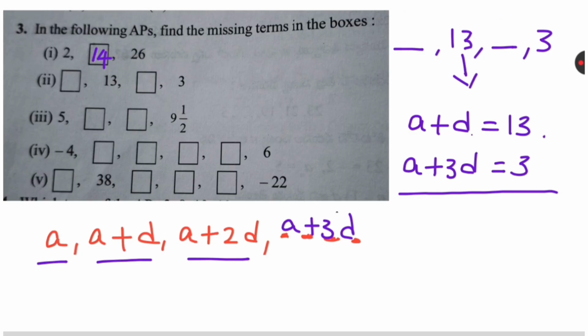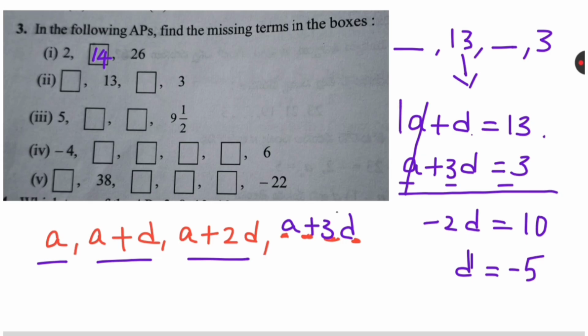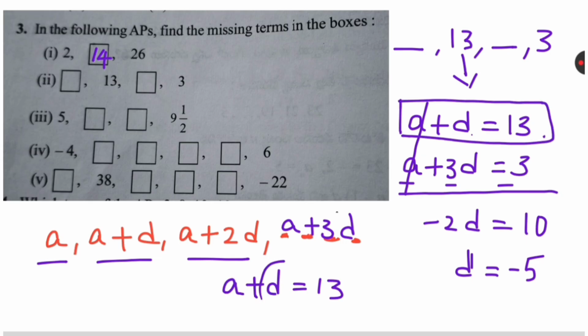So let's solve it. Let's subtract on both sides. Then a minus a gets cancelled. So d minus 3d gives minus 2d. 13 minus 3 gives 10. From here we can find d, which is minus 5. Substitute this d value in the first equation, a plus d equal to 13. We know the common difference is minus 5. Let's write it here, minus 5.